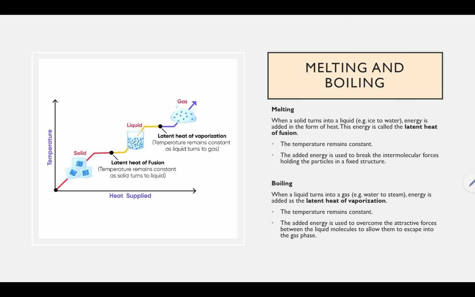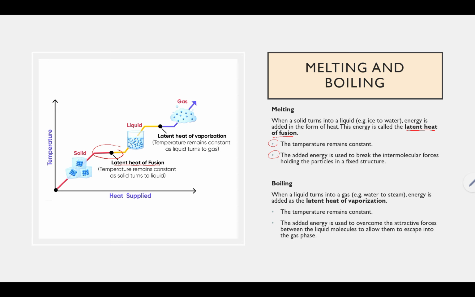This is temperature and heat, which is the heating curve we've already taken. During melting, when a solid turns into a liquid, like ice to water, energy is added in the form of heat. This is called latent heat of fusion. So, melting is known as latent heat of fusion, where the temperature stays constant, but we only take the heat to break the intermolecular forces between the particles. So the temperature remains constant, and the added energy is used to break the intermolecular forces holding particles in a fixed structure. So melting is latent heat of fusion.